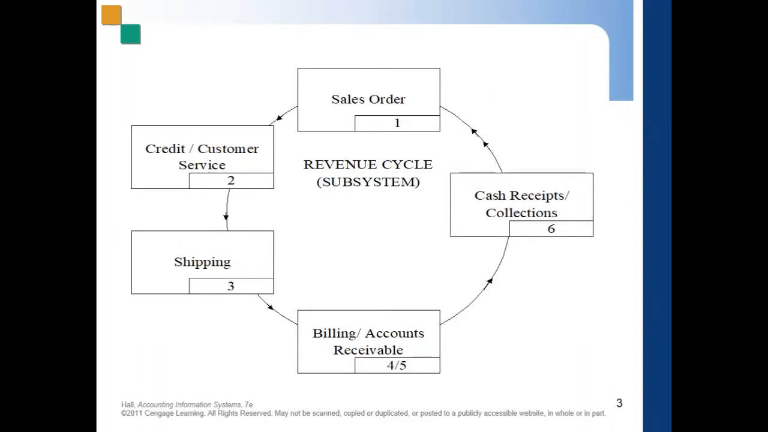So this is the overview of the revenue cycle. The revenue cycle is triggered by the sales order, followed by the credit or customer service, then the shipping, then the billing department or accounts receivable, and lastly the cash collection or receipts. Once there is collection, it goes back again to sales order. This is the summary of what the revenue cycle is about, and we will be talking deeper into each of the departments or each of the systems or processes involved in the revenue cycle.